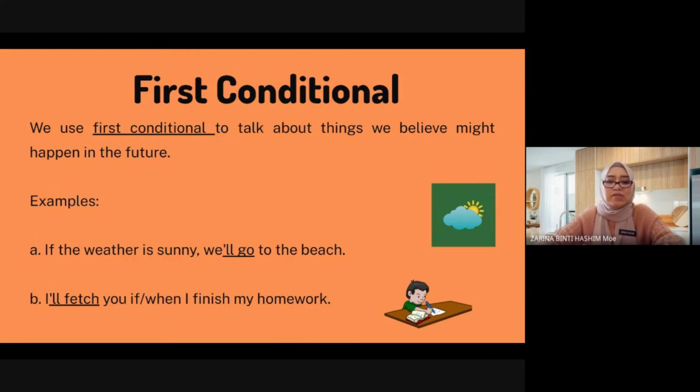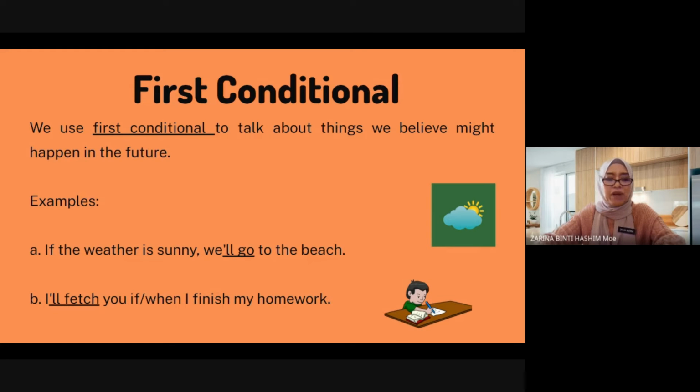Okay, let's look at B. I'll fetch you if or when I finish my homework. Again, I'll fetch you if or when I finish my homework. Either one. You can say, I'll fetch you if I finish my homework, or you can also say, I'll fetch you when I finish my homework. Either one. So if you refer to the examples in A and B, here you start with if or when, but in B, you start with I'll first and then when or if in the middle. Doesn't matter. It can be in front like here or it can also be in the middle like here.